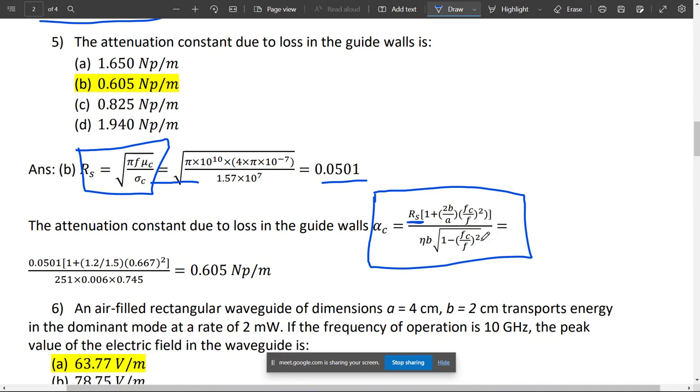Similarly, here B is given, A is given, eta is given, B again. So everything is given. We'll put all these values in there, and we will get the attenuation constant. Okay, and this is equal to 0.605 nepers per meter. Okay.